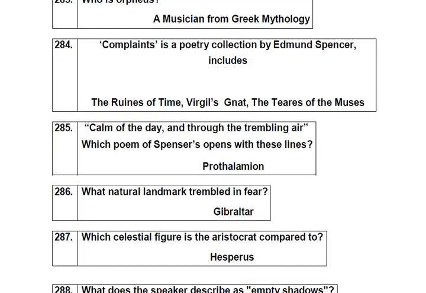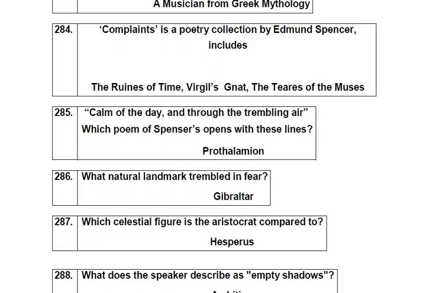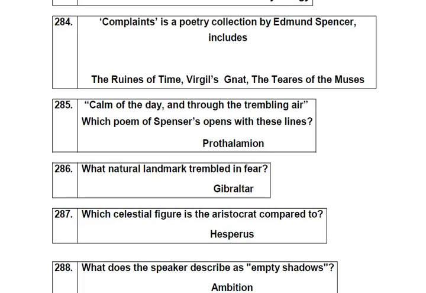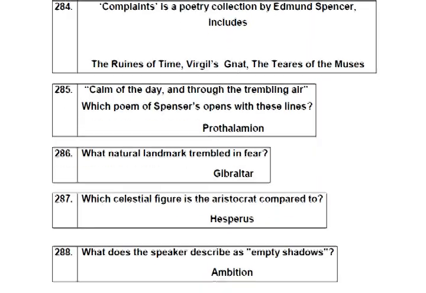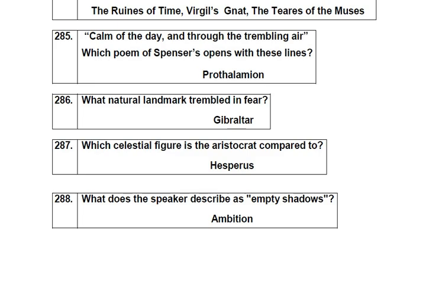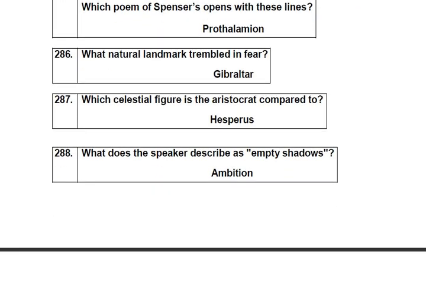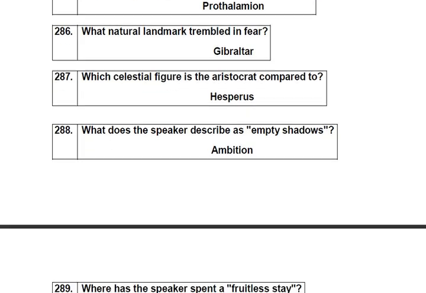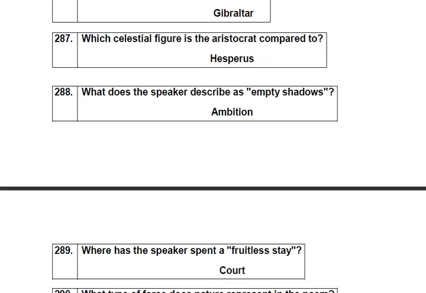Complaints is a poetry collection by Edmund Spenser. It includes the Ruins of Time, Virgil's Gnat, the Tears of the Muses, and Calm of Day and Through the Trembling Hair. Which poem of Spenser opens with these lines? Prothalamion. What natural landmark trembled in fear? Gibraltar. Which celestial figure is the aristocrat compared to? Hesperus.